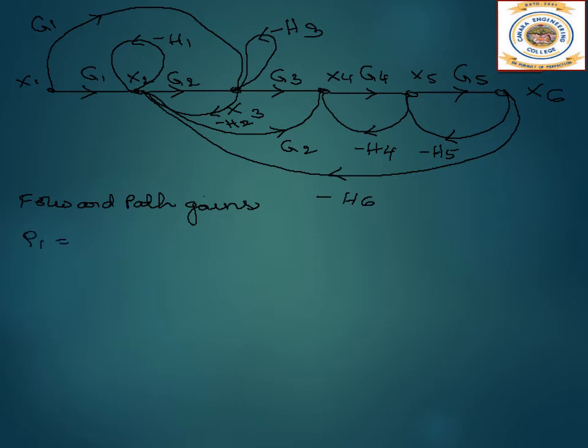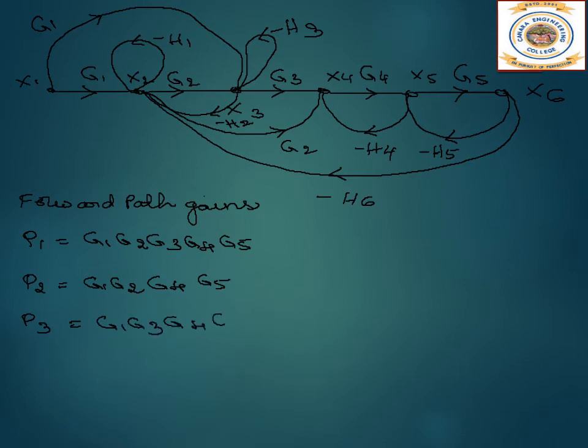So P1 is equal to G1, G2, G3, G4, G5. P2 is equal to G1, G2, G4, G5. P3 is equal to G1, G3, G4, G5. P4 is equal to G1 minus H2, G2, G4, G5. So these are the four forward paths.